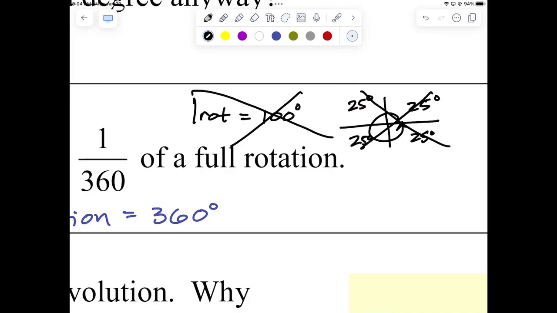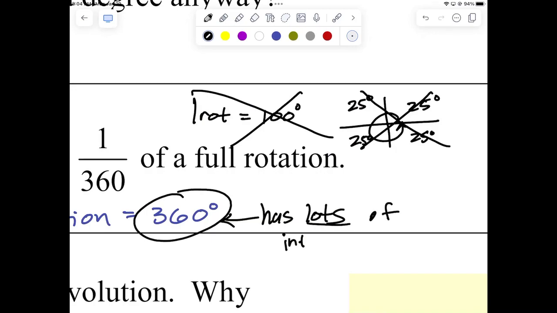Why? More precision. Yeah, that's kind of getting into it. If you had to divide each quadrant of 25 degrees into parts, 25 is not an even number, right? So even if you divide it in half, now you have decimals. So you can get as precise as you want, but the numbers aren't as pretty. So that's one of the reasons 360 was chosen. 360 has lots of integer factors.